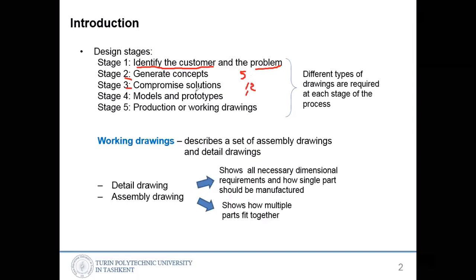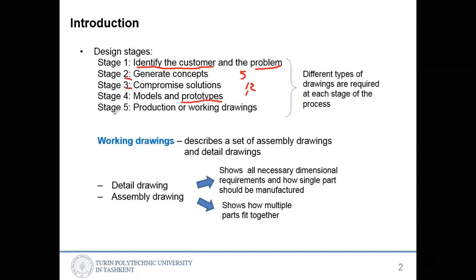The stage number 4 is models and prototypes. Based on that solution, the final frozen concept, you are making a model. It might be a physical model, it might be a computer CAD model, and prototypes. Some parts of the product might be produced physically, and some parts might be in the computer. So you're making the first and second prototypes of your product.